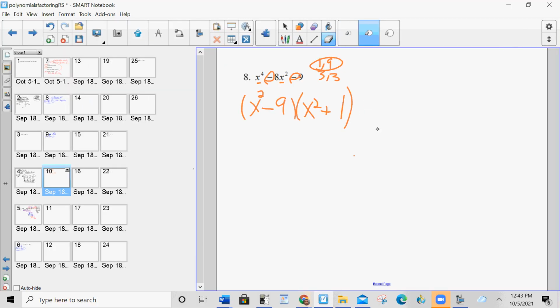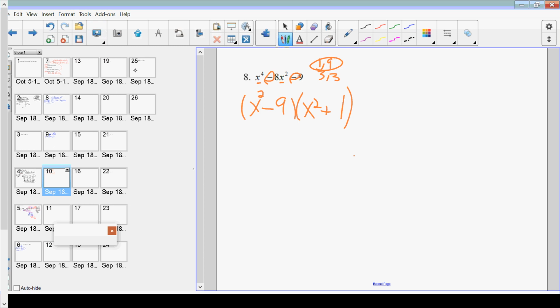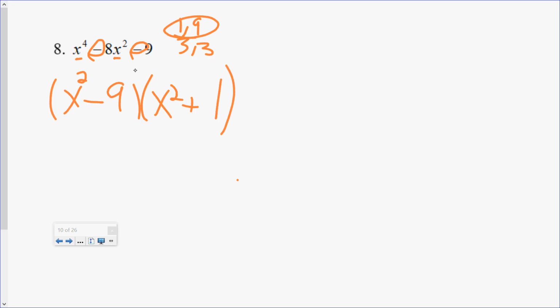Can I factor any further? Well, I go back to the top of my song. GCF, no. DOTS, I see subtraction. That's a perfect square. That's a perfect square. So DOTS is always two sets of parentheses, plus and minus, square root of each. Square root of x squared is x. Square root of 9 is 3.